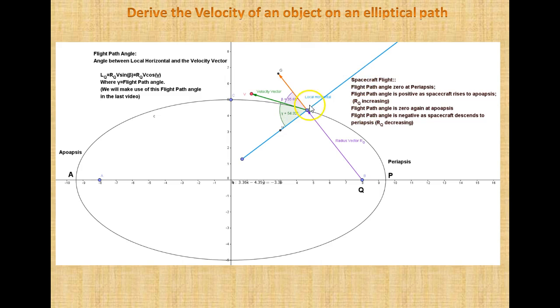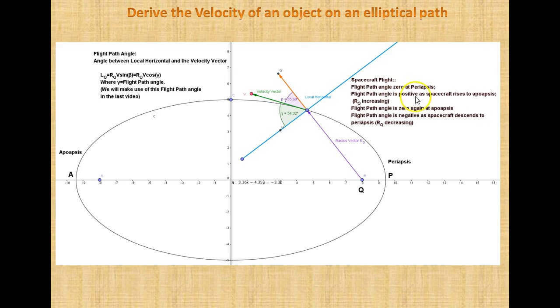During the spacecraft flight, the flight path angle is 0 at periapsis. So right here, the flight path angle is 0. From the local horizontal to the velocity, the angle between them is 0.